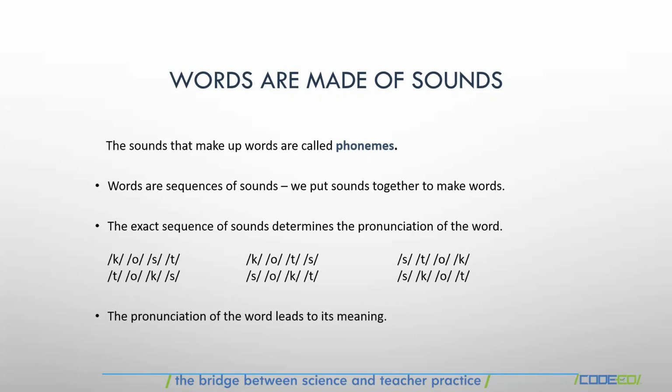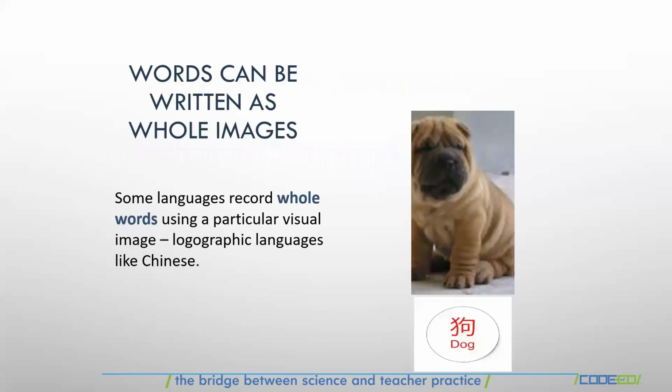We've got k, o, s, t, k, o, t, s, s, t, o, k, t, o, k, s, which is cost, cots, sock, socked, stock, tocks. So the same 4 sounds, just by reordering them, we get a different word. So the difference between cost and cots is just the order of the last 2 sounds. But when we say them, and if we have heard the words before, we know what we mean, because the pronunciation of the word leads to its meaning. So the sequence of sounds determines the pronunciation, and that's what leads to its meaning.